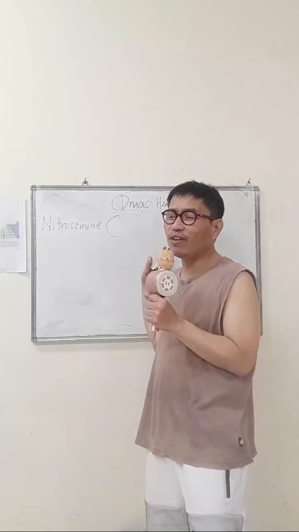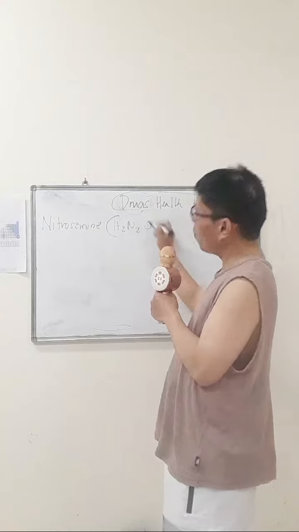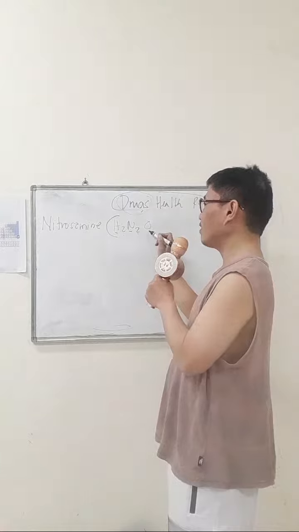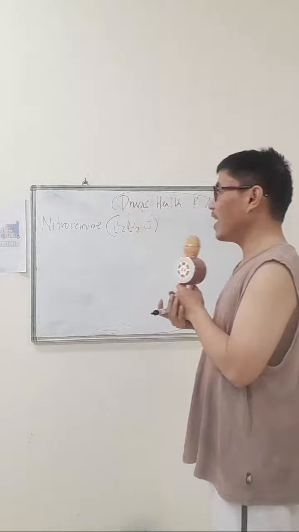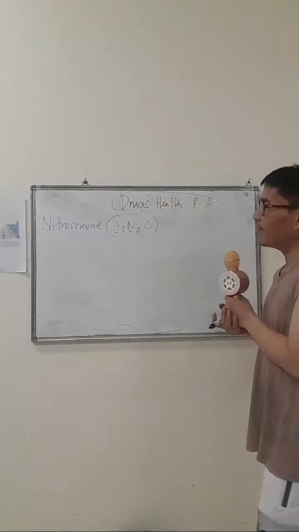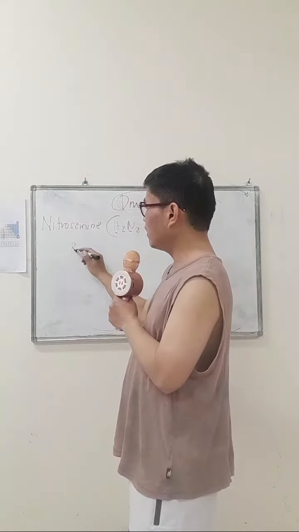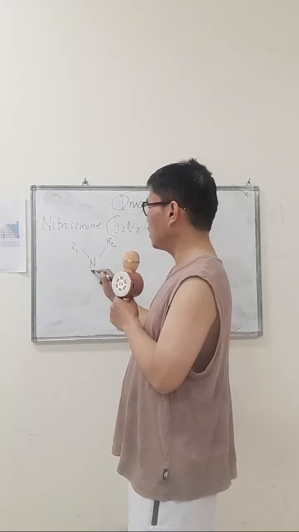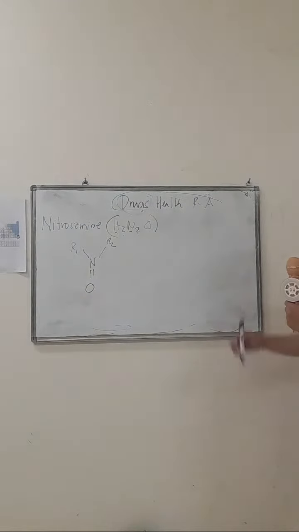Let's go to the specific formula first. H2N2O. 2 atoms of hydrogen, 2 atoms of nitrogen, and 1 atom of oxygen. Okay, the specific chemical formula of an organic compound, nitrosamine. What is the general formula? The general formula will be like this: R1, R2, then nitrogen, double bond oxygen. Something like that. Now I need to have a discussion technically.